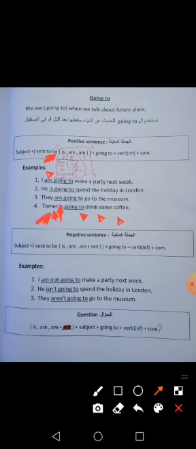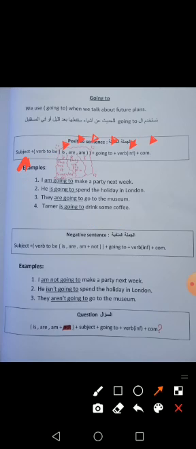Okay, going to drink: drink is a verb infinitive. We don't add s, we don't say drinks or drinking or drank or drunk. We use the verb infinitive, فعل مجرد بدون أي زيادة. So again, we use the subject, is or are or am, going to, verb infinitive, and complement, تكملة الجملة.